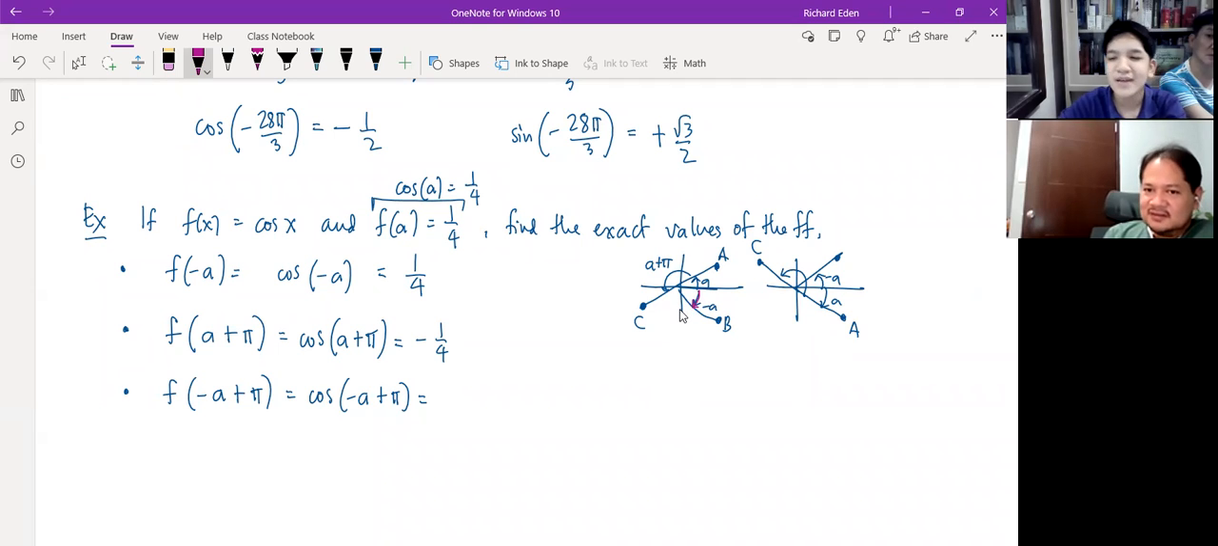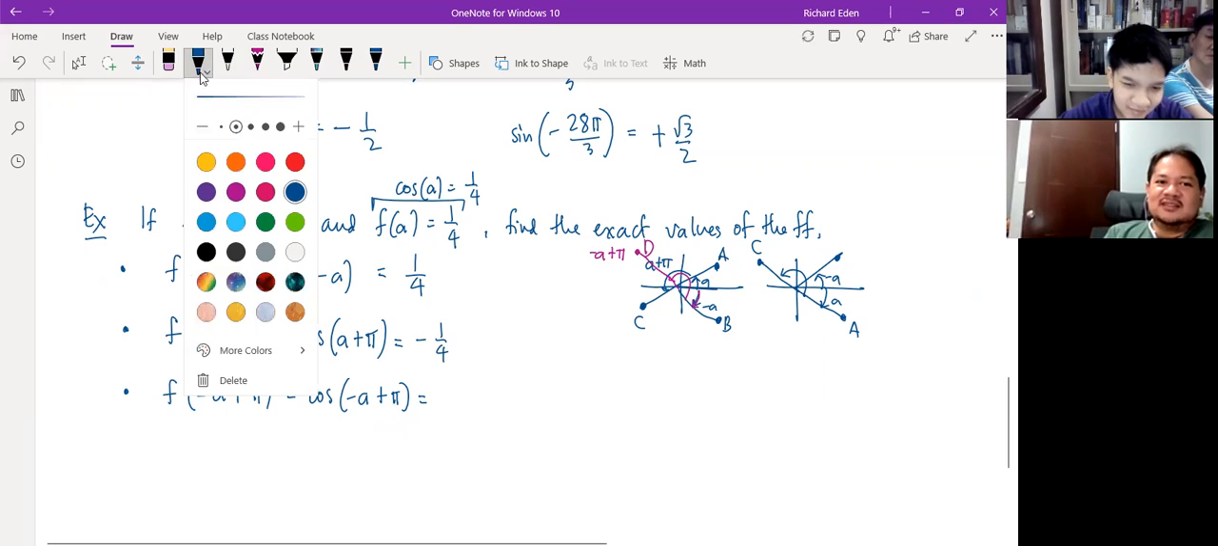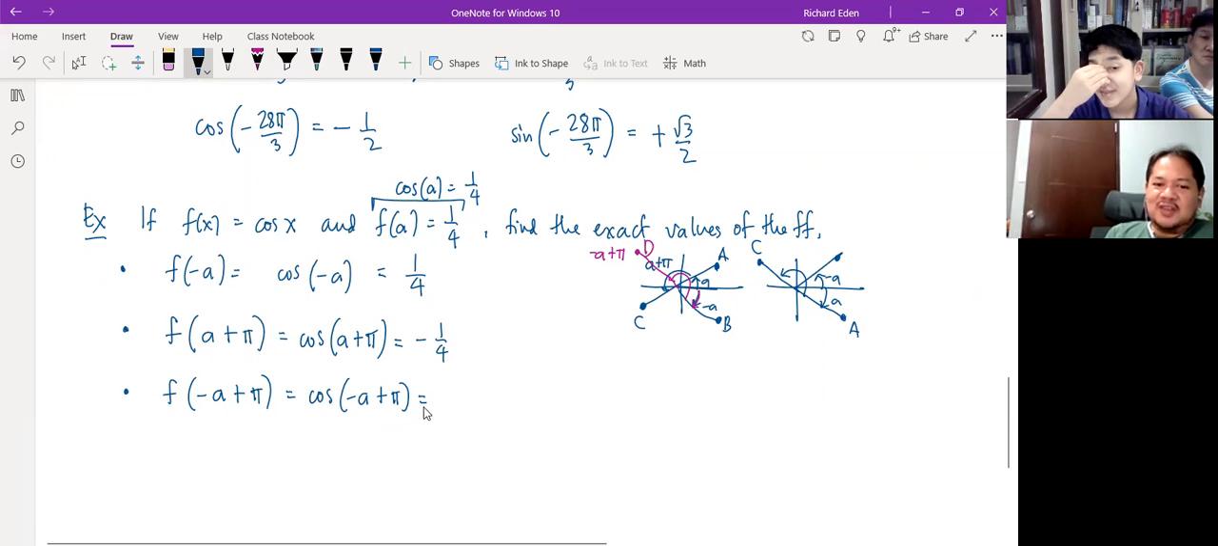I accidentally used the plus pi. I flipped it the wrong way. Plus pi would go counterclockwise. So here is where we're gonna find negative a plus pi. I forgot, for cosines, the sines do not matter. Alright. Okay, so cosine of negative a plus pi is the final answer.